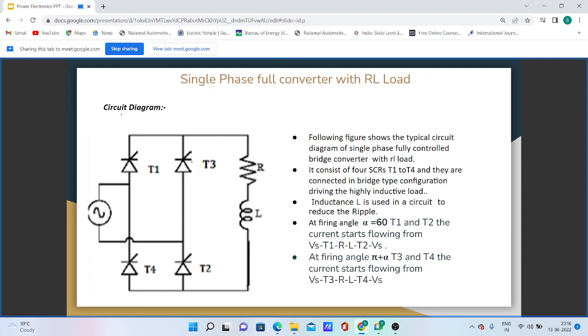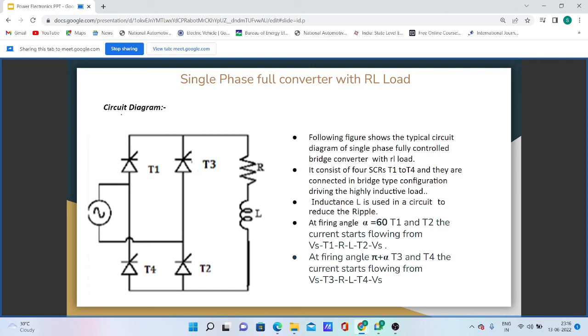Now we will see the topic single phase full converter with RL load. The following figure shows the typical circuit diagram of single phase fully controlled bridge rectifier with RL load. It consists of 4 SCRs, T1 to T4, connected in bridge type configuration driving a highly inductive load. Inductance L is used in the circuit to reduce the ripple.